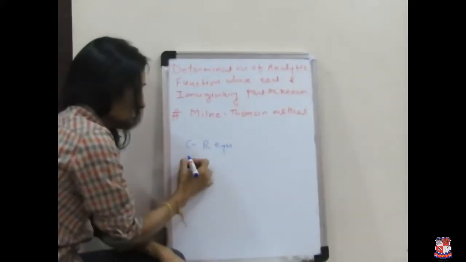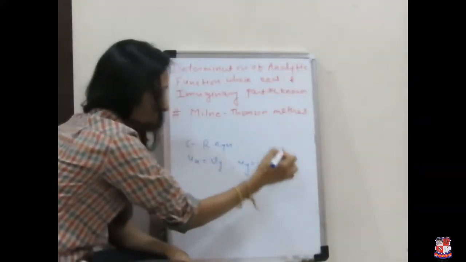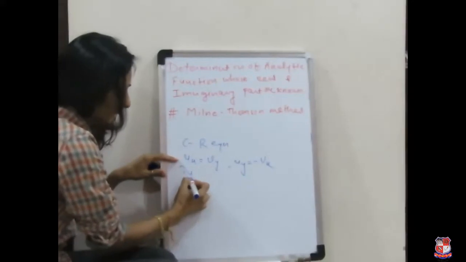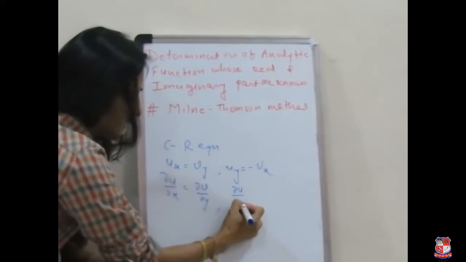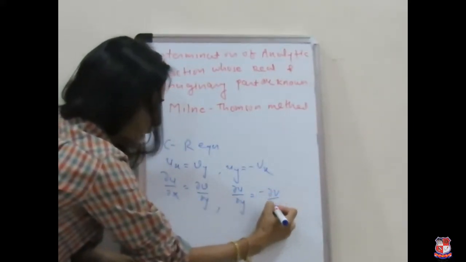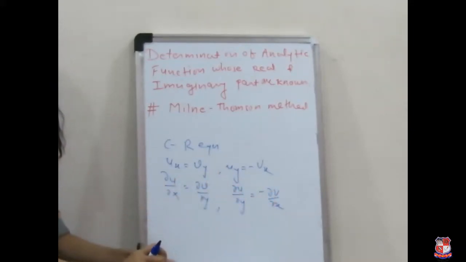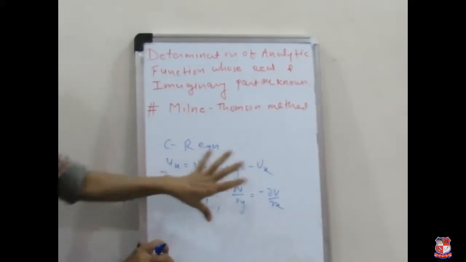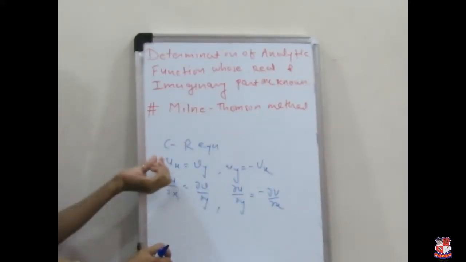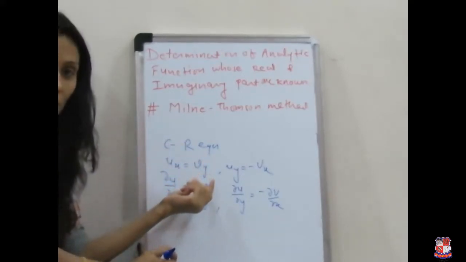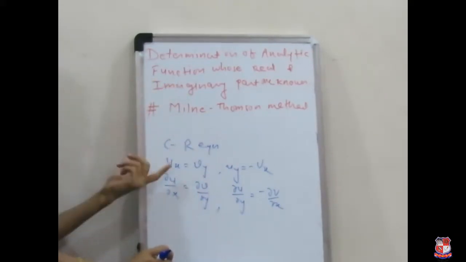What is CR equation? Ux is equal to Vy and Uy is equal to minus Vx. That is, del u by del x is equal to del v by del y and del u by del y is equal to minus del v by del x. If the given function satisfies this derivation, it is called an analytic function, and this formula is known as CR equation, Cauchy-Riemann equation. Now if we are given a real part, then how to find the imaginary part, and if we are given the imaginary part, then how to find the real part in an analytic function.